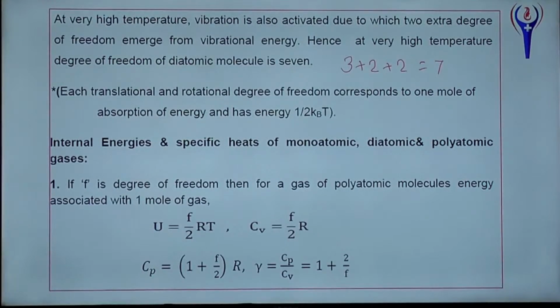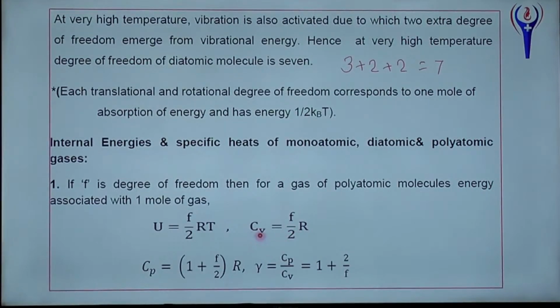Each translational and rotational degree of freedom corresponds to an energy absorption of 1 by 2 kT per molecule. Internal energy and specific heats of monoatomic, diatomic and polyatomic gases. If F or N is used for the degrees of freedom, then for a gas of polyatomic molecules, the energy associated with 1 mole of gas, U equal to F by 2 RT, and Cv equal to F by 2 R.